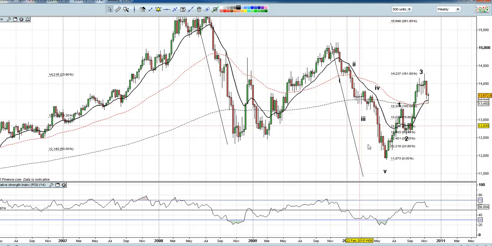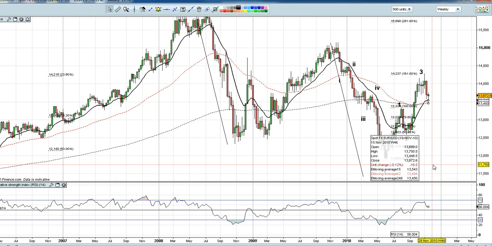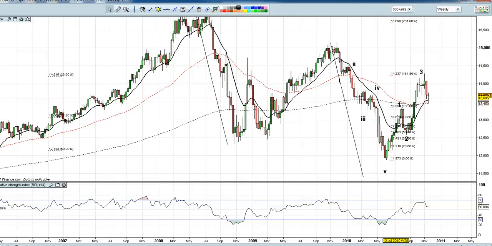which could be seen as A, B, C. Okay, so just because we've got this 5-wave sequence down, we shouldn't naturally assume that we're going to get a 3-wave sequence up and then another bearish count to the downside. But at the moment, we've got to be open to all scenarios.